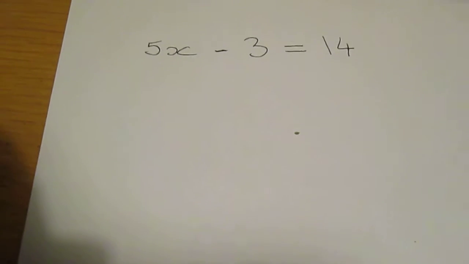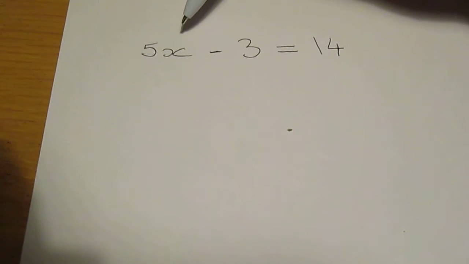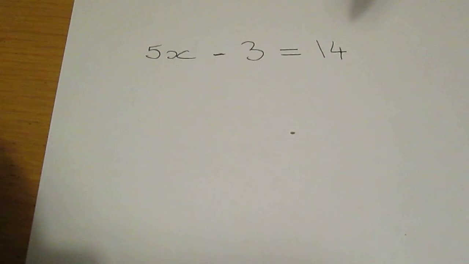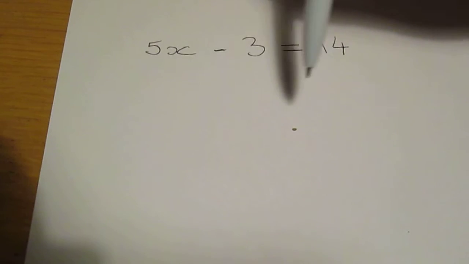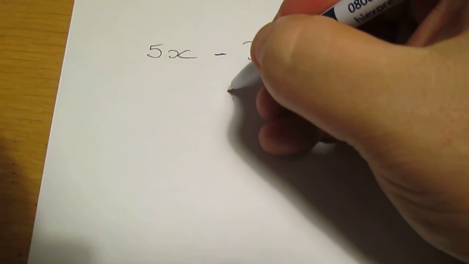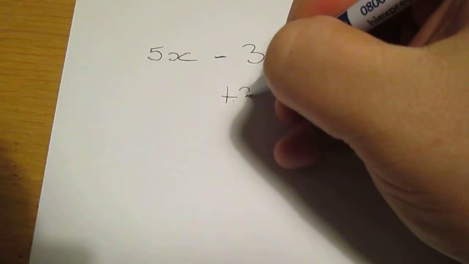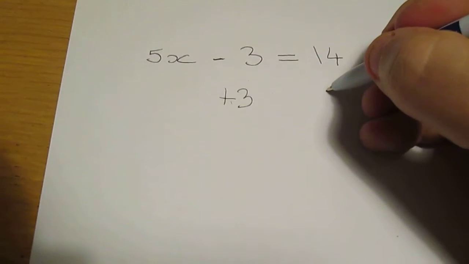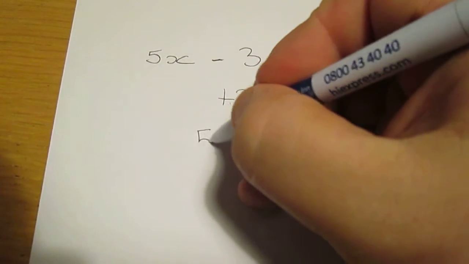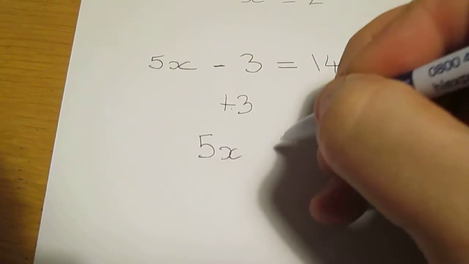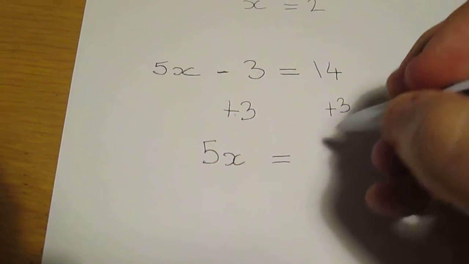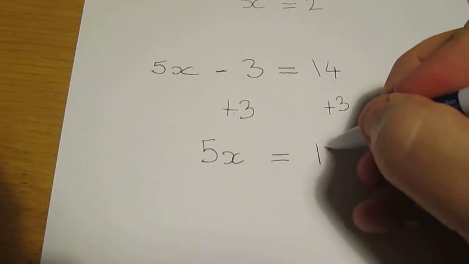So this time it means 5 times something, take away 3 equals 14. Okay, so the first thing I'm going to do is get rid of that take away 3, and the opposite of take away 3 is to add 3. So I'm going to add 3 to both sides. So on the left hand side now I'm left with just the 5x, and that equals, on this side, 14 add 3 is 17.